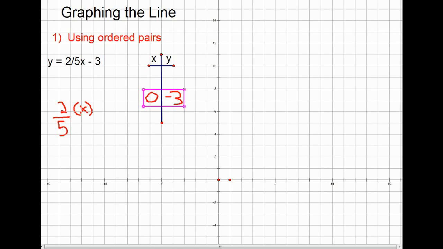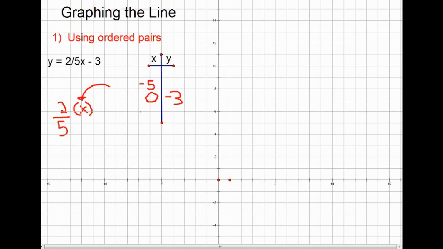So with a fraction, since I'm multiplying times x, 2 times x, and then dividing by 5, what I want to end up with when I multiply by x is something that 5 will divide into evenly. So I want a multiple of 5. In order to guarantee that I get a multiple of 5, we want to choose multiples of 5 for x. So instead of going down to negative 1, I'll go down to negative 5.